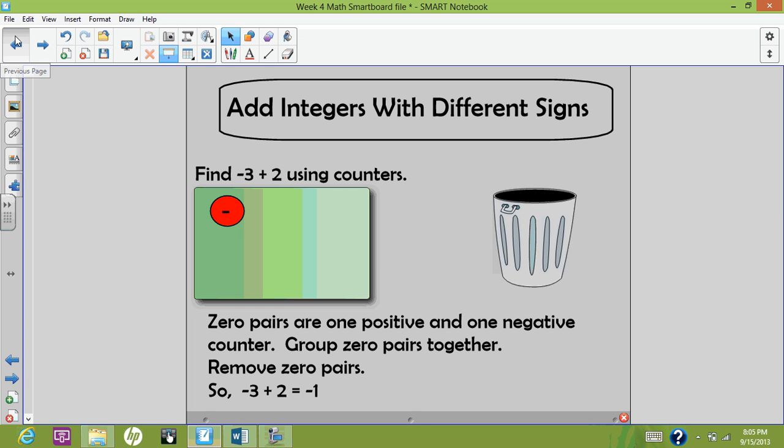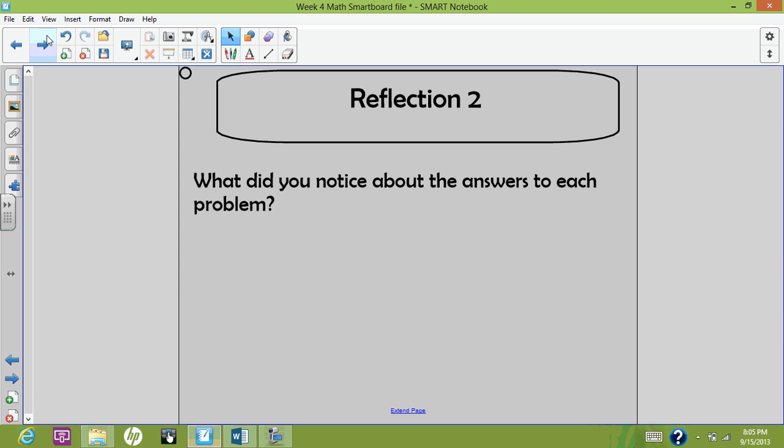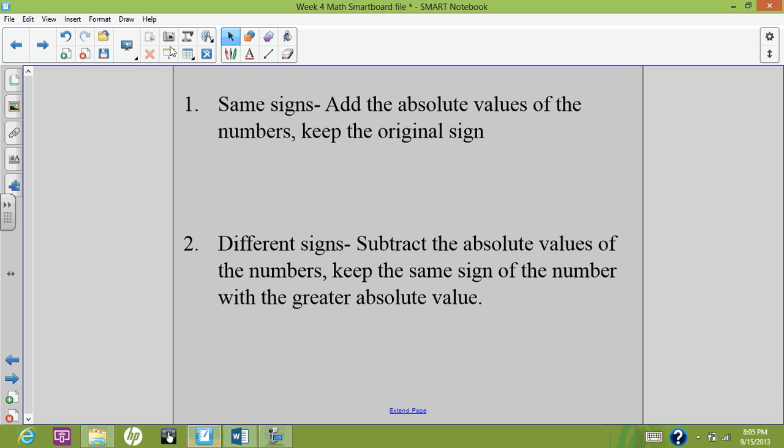All right, now, on the same page that you did this reflection, you're going to write down the actual rules for adding and subtracting integers. People can get really confused by these rules, which is why I like to show you with the number line, with additive inverses, and with counters before I give you these. So take down these notes. We're going to talk about these in a lot more detail tomorrow.